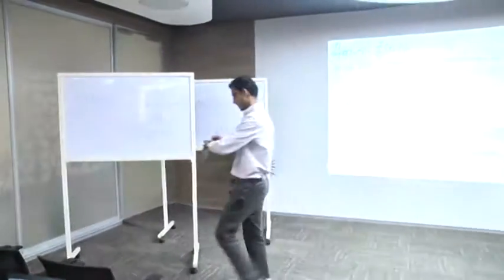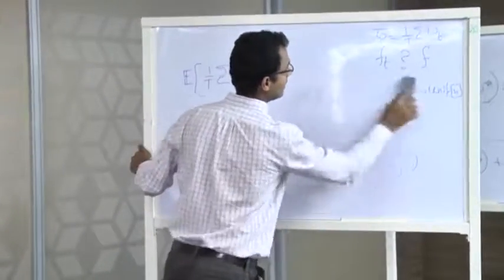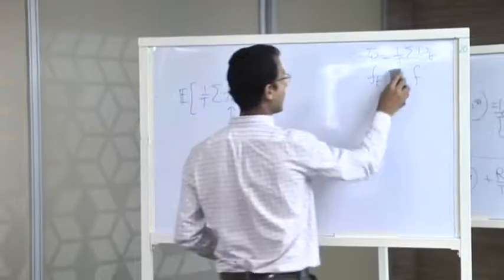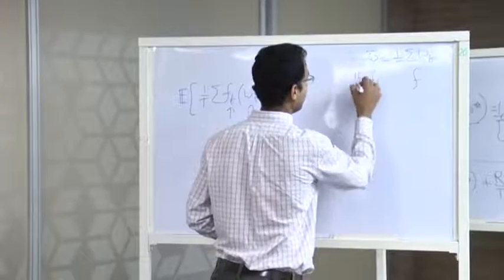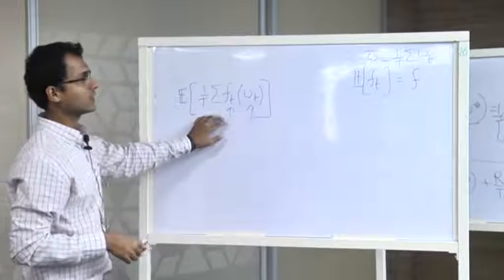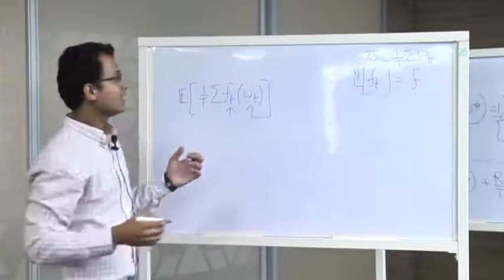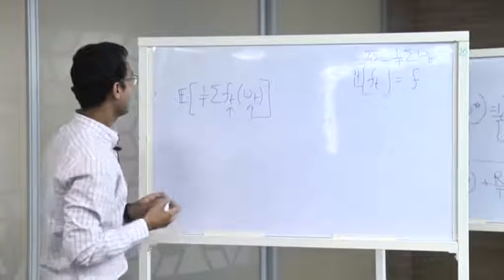But we want, given that, to lower bound this quantity. That's what we want, right? So can we replace F of T by its expectation? What can we do here?